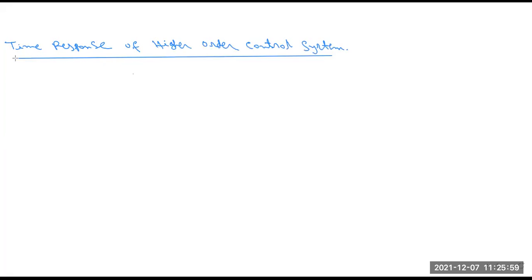So we have to implement the functions for the higher order. That is the time response of higher order control systems. These are basically the formulas, that is, for third order, fourth order, and so on.